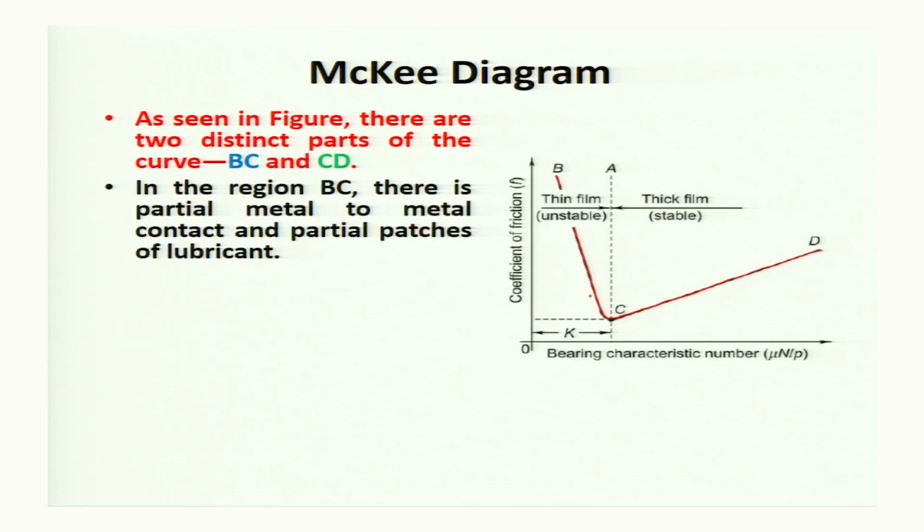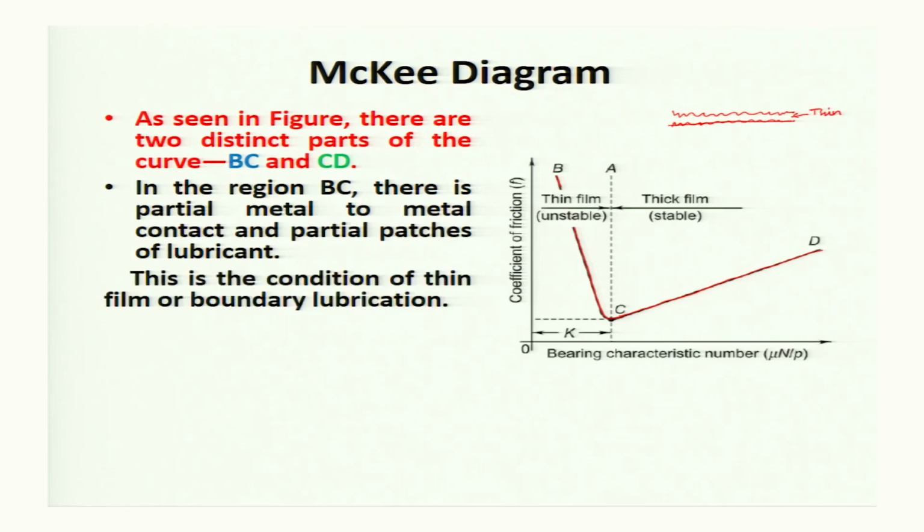In the region BC, there is partial metal to metal contact and partial patches of lubrication, and so this region is called the thin film lubrication or thin film area, where the lubricant, this surface is something like this, one of the surfaces, another is this way. There is a very thin film between the two surfaces. This is the condition of thin film or boundary lubrication.